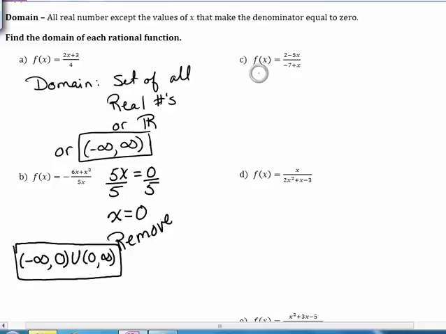Example C, f of x equals 2 minus 5x over negative 7 plus x. So again, you take your denominator, negative 7 plus x, set it equal to 0, and solve for x, and that will give you the values that we need to remove from our domain. So we're going to add 7 to both sides of this, and that will give me x is equal to 7. And so this is the value I need to remove.